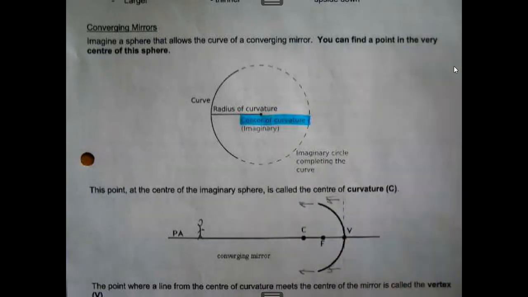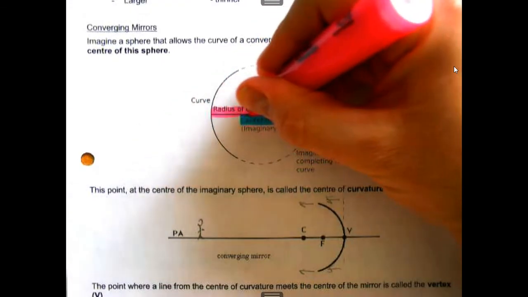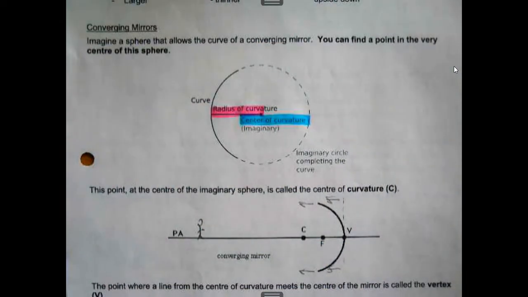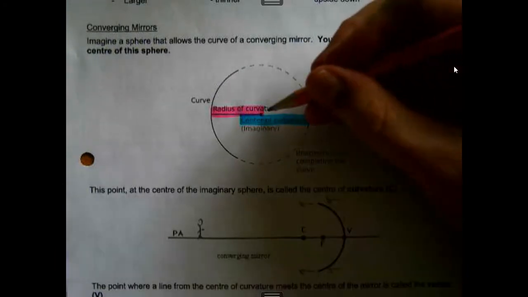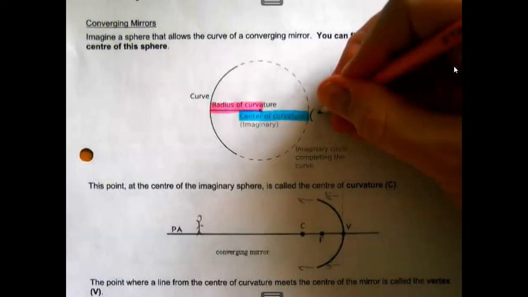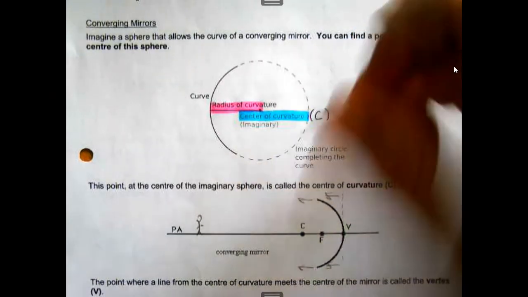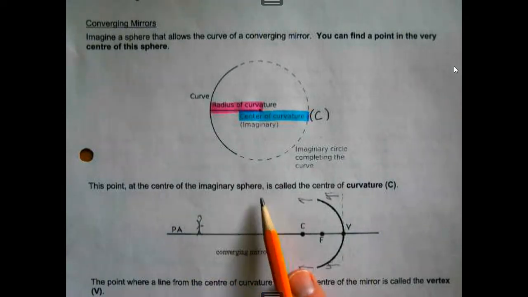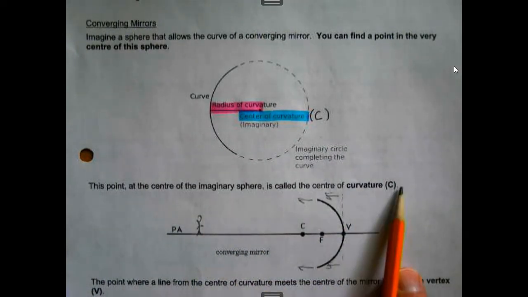Now there's also a radius of curvature here that you can see because we are approximating a circle. So a radius from the center of curvature to the mirror is the radius of curvature. Now we're not going to really use that much. We're going to use the center of curvature, which we're going to designate as C. Okay, so C is the center of curvature. So the point at the center of the imaginary sphere that is completed by the mirror is called the center of curvature, or C.